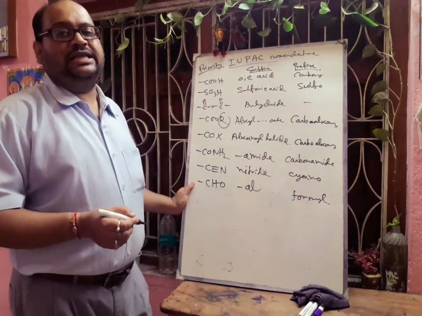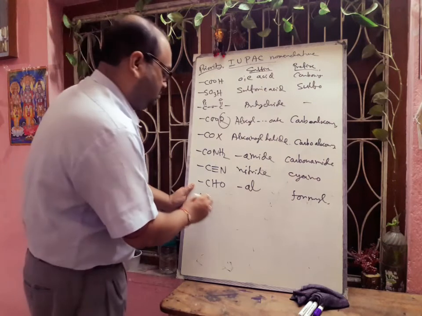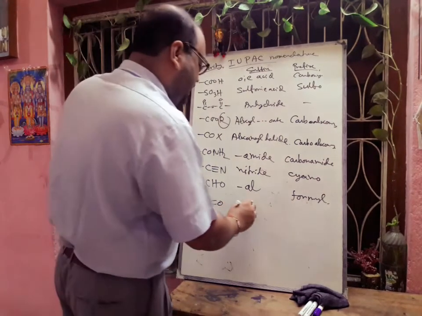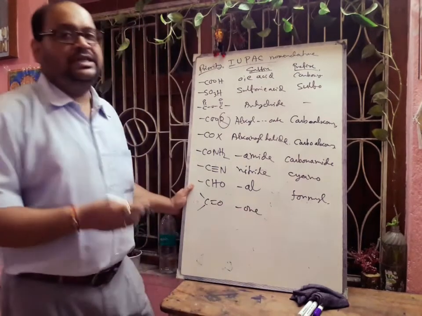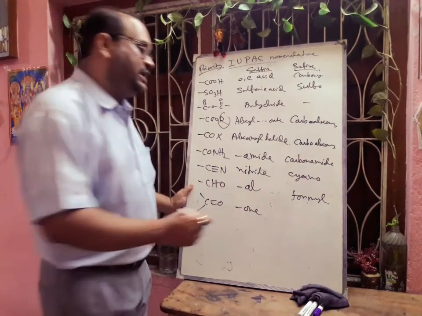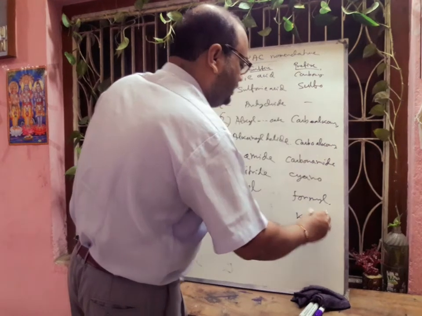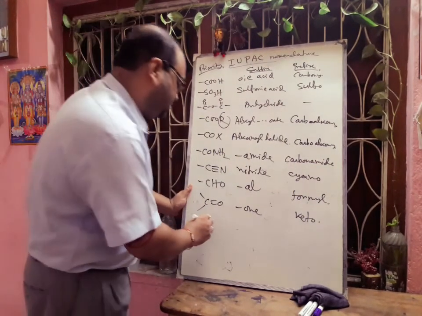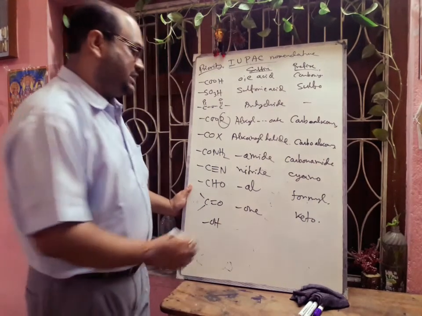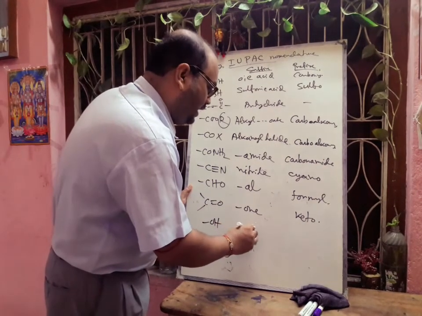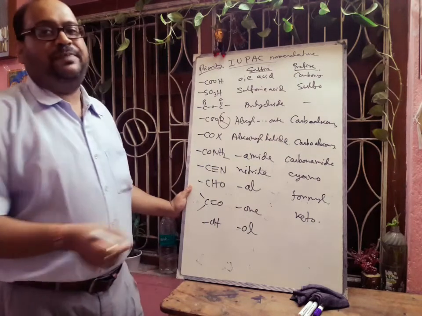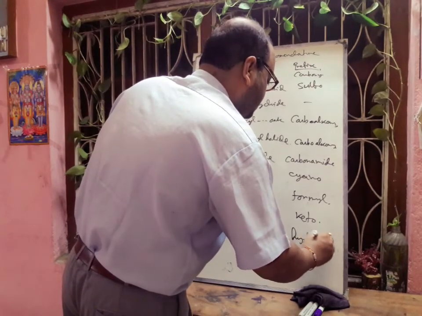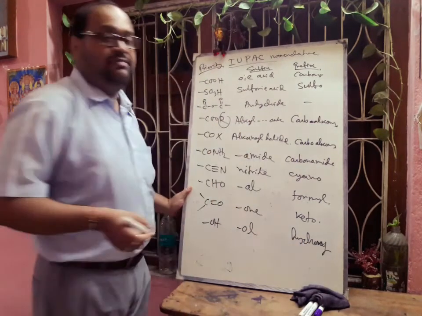After aldehyde, there is the position of ketone, C double bond O. In case of ketone, the suffix will be one. And what will be the prefix here? Prefix here we can add keto or oxo. Next, there will be the position of OH. OH suffix we have to add is ol, and here the prefix we can write as hydroxy. This full chart you have to remember.